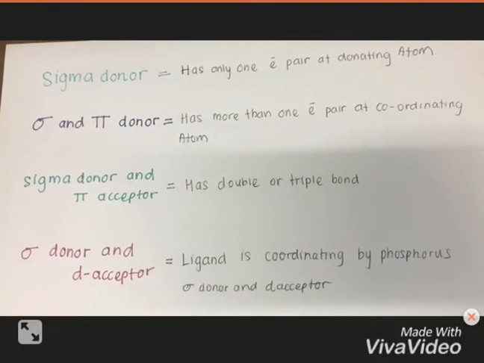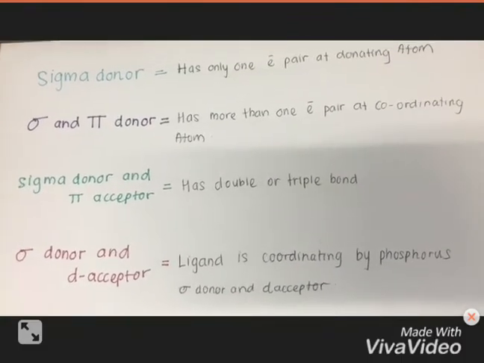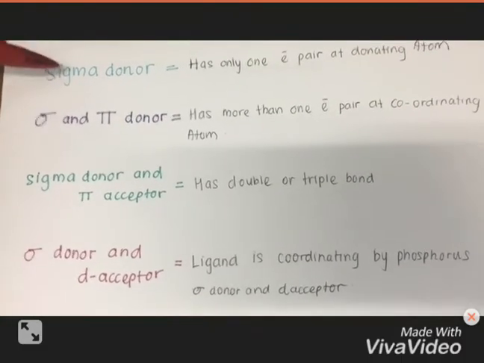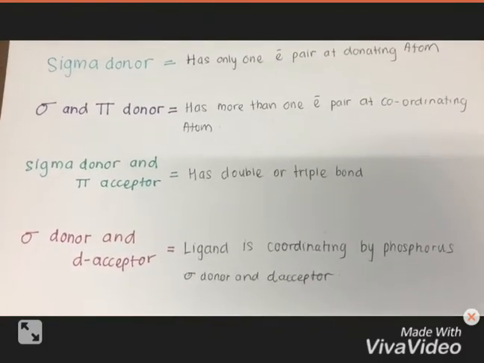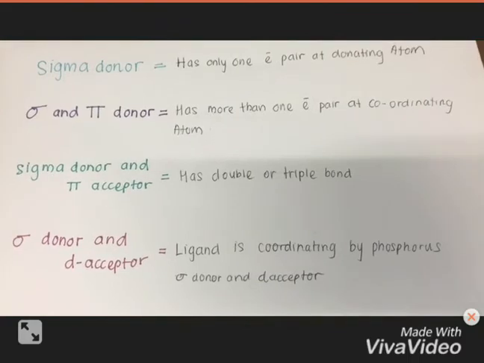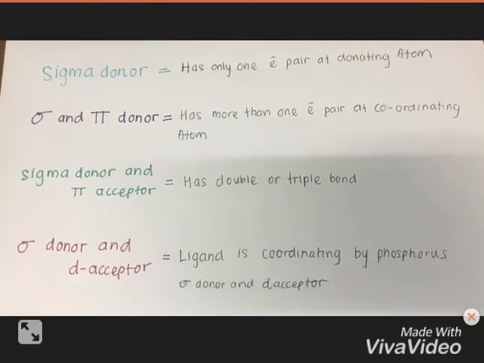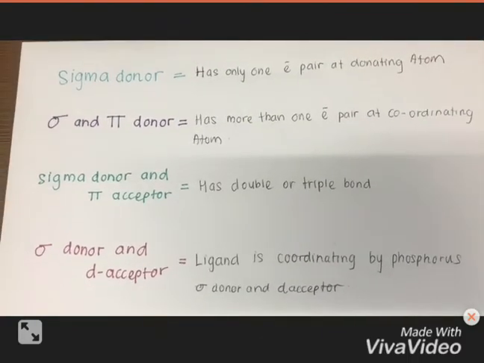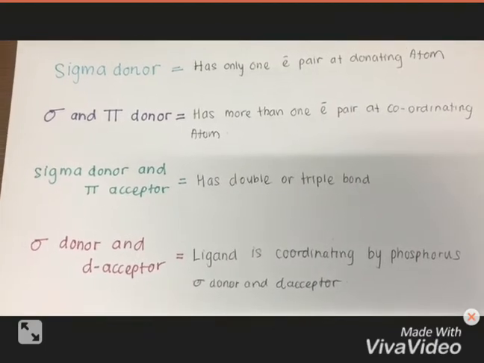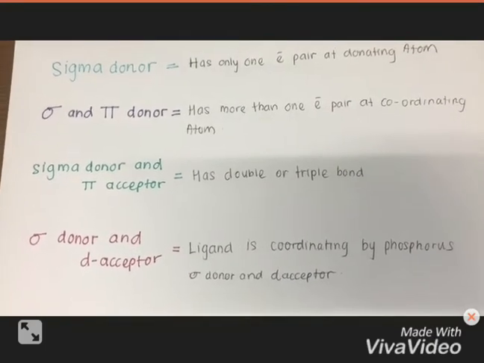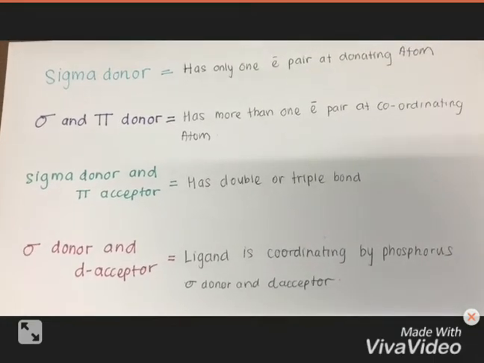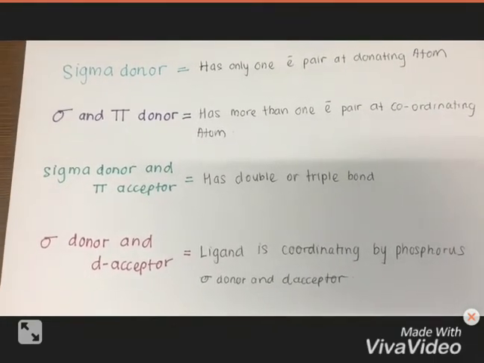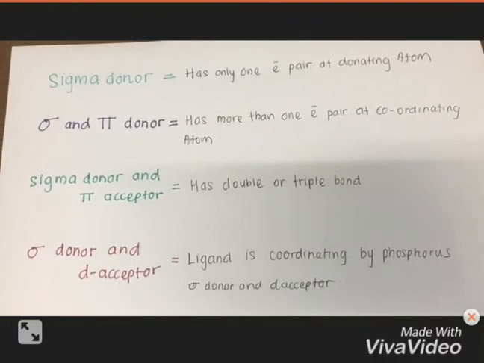An introduction for pi donor, sigma donor, and pi acceptor. A sigma donor has only one electron pair at the donating atom. A sigma and pi donor has more than one electron pair at the coordinating atom. A sigma donor and pi acceptor has a double or triple bond. For sigma donor and d acceptor, the ligand is coordinating by phosphorus, a sigma donor and d acceptor.